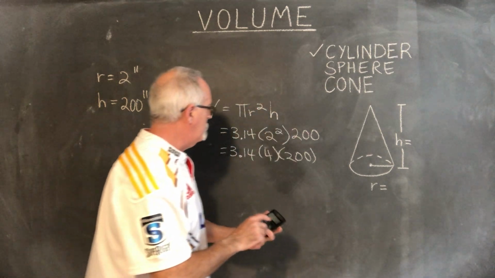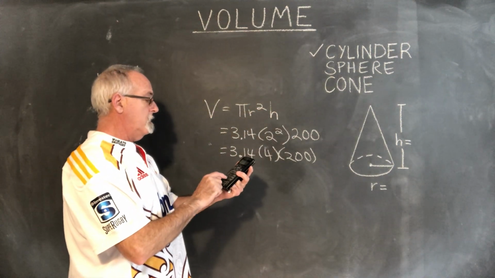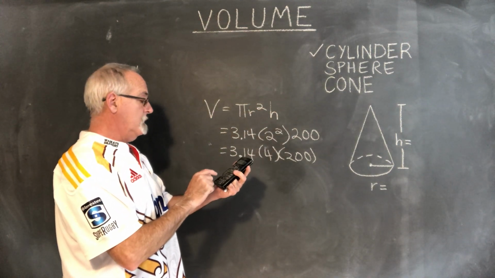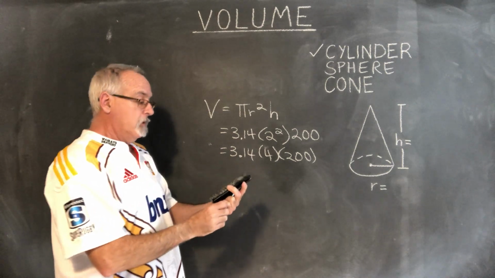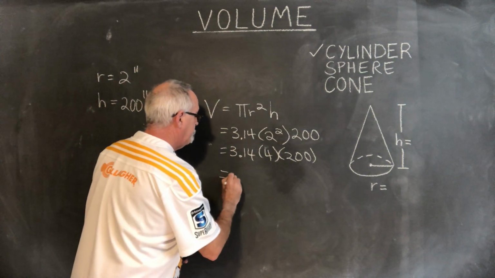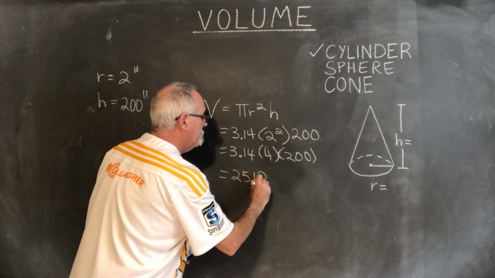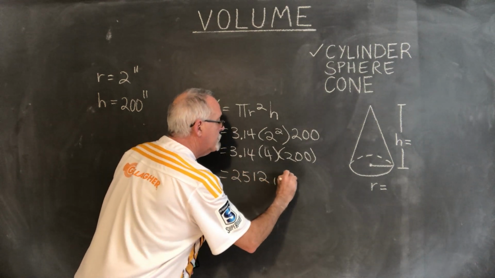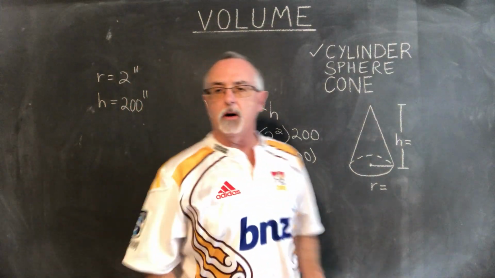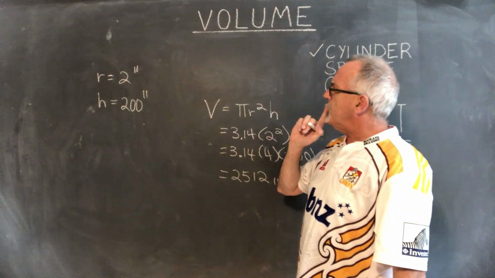Get the calculator. 3.14 times 4 times 200 equals 2,512 inches cubed. Same thing happened. We know why. I'm not going to repeat that. So that's kind of cool.